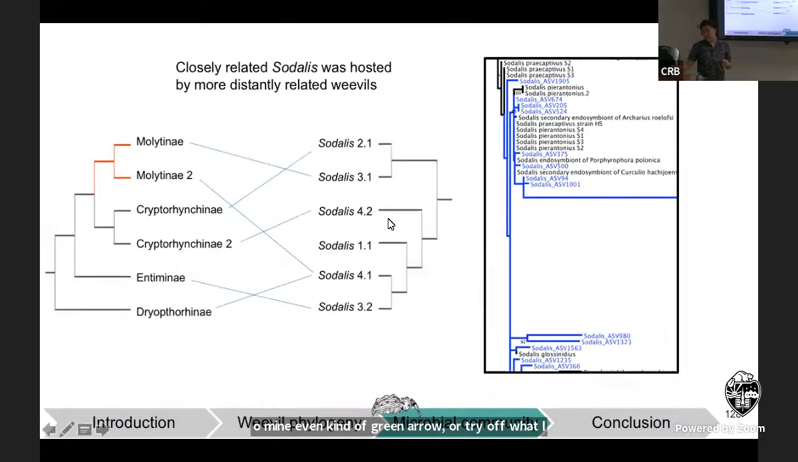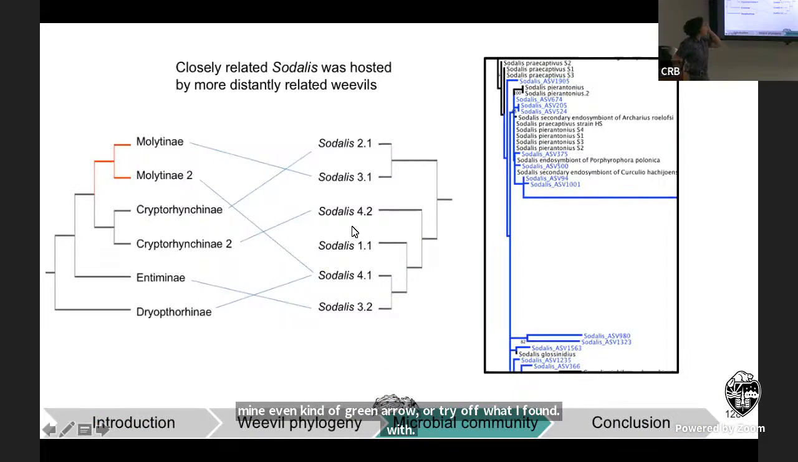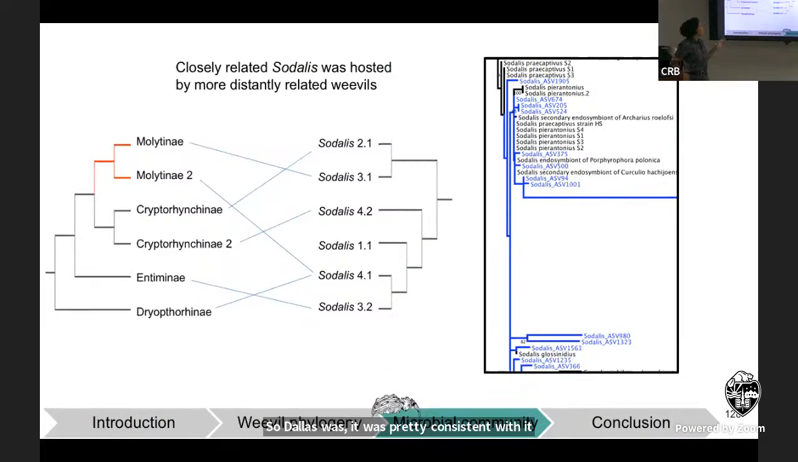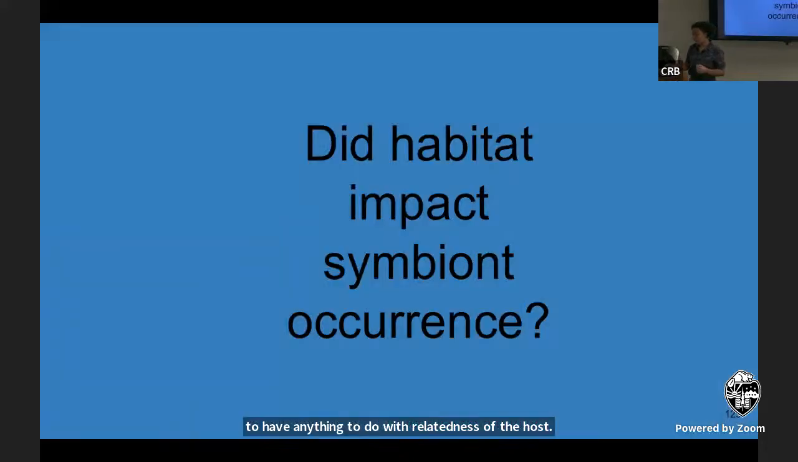What I found with Sodalis was it was pretty consistent with it being a promiscuous microbe. So it was a bit all across the board. There was a cluster of Sodalis here and a different cluster of Sodalis here. And so distantly related weevils hosted closely related Sodalis in this cluster. And then there were some closely related weevils in cluster A and cluster B. So the relatedness of the host weevil didn't seem to have anything to do with the relatedness of the microbe.